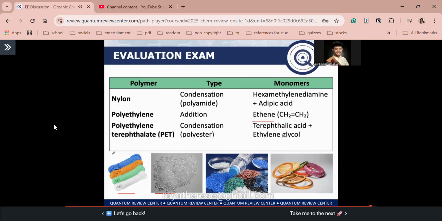Letter C, PET or polyethylene terephthalate. So condensation polymer din siya, your polyesters. Usually ginagamit sa manufacturing ng clothing lines. Okay? Our monomers here, terephthalic acid plus ethylene glycol. So diol lang ito, class. Okay? Glycol, its IUPAC name is diol. And Bakelite, again, is a resin derived from the condensation of phenol and formaldehyde. So for number 40, answer is letter B because addition polymer siya, class.